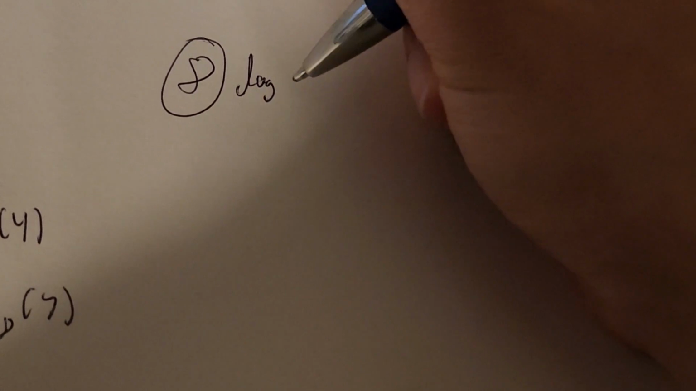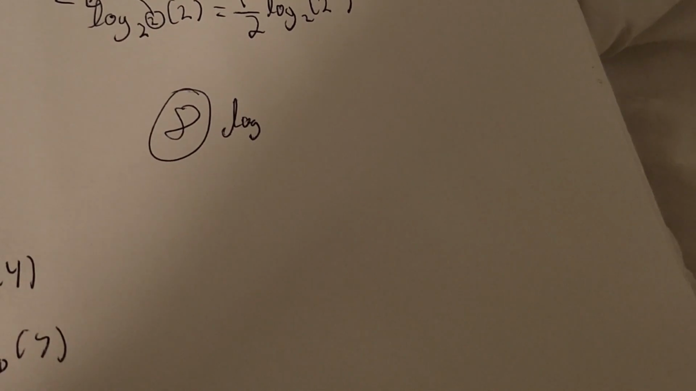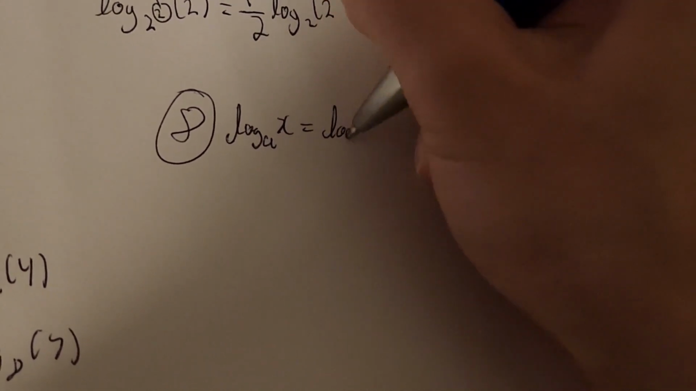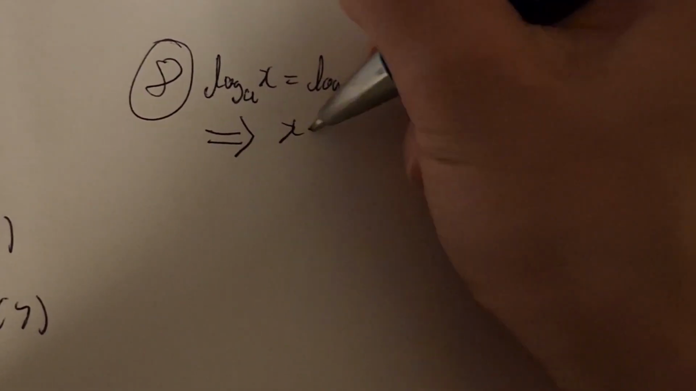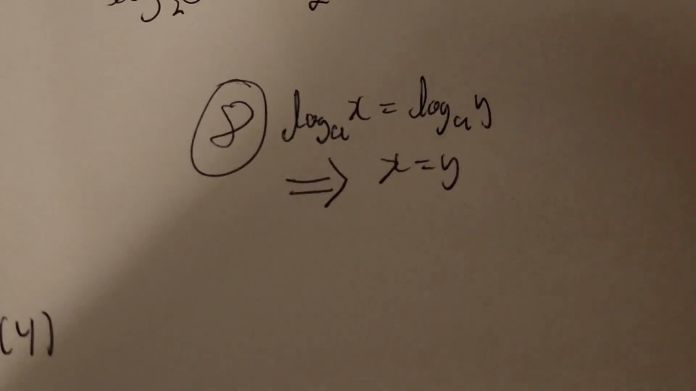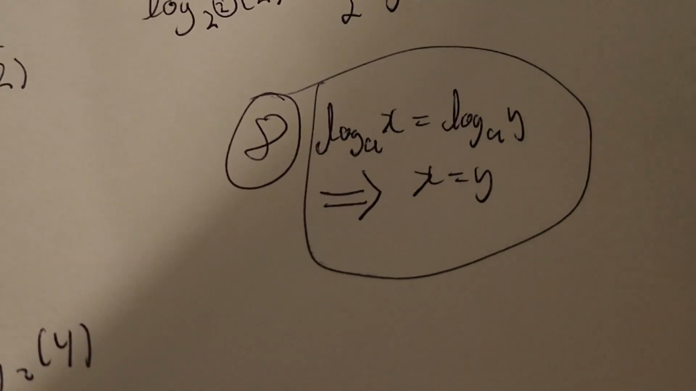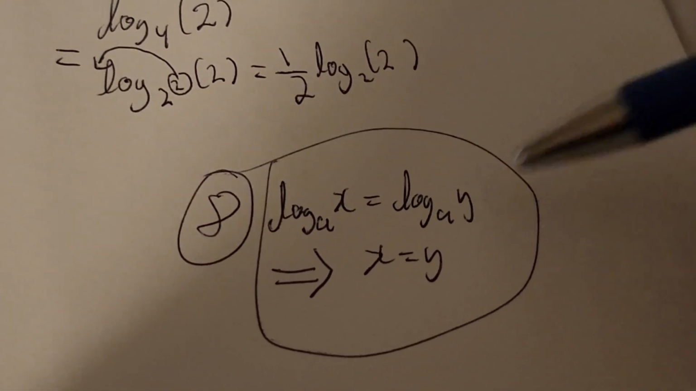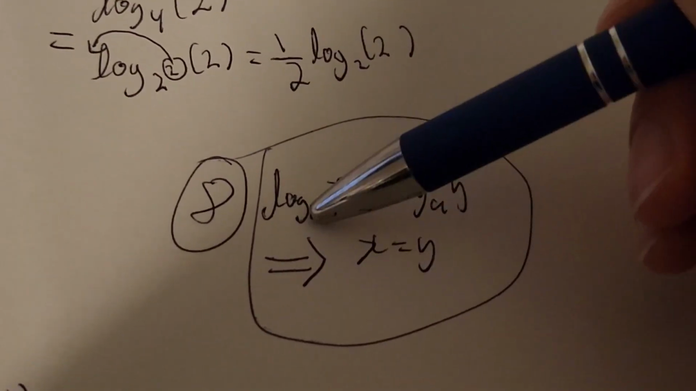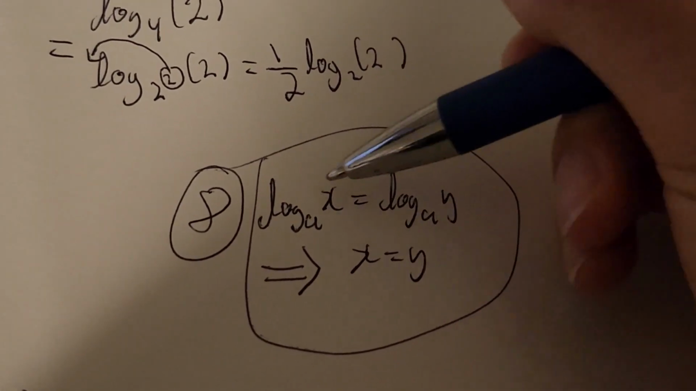We have log base a of x is equal to log base a of y. That implies, this is what the rule states, that x is equal to y. So for this one, this entire thing is the rule. If we have a log of something equal to the log of another number, but the bases are exactly the same, then that means these are the same now. Does that make sense?